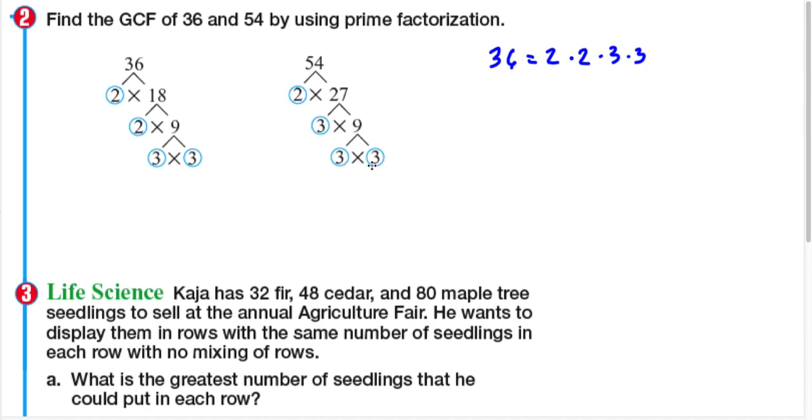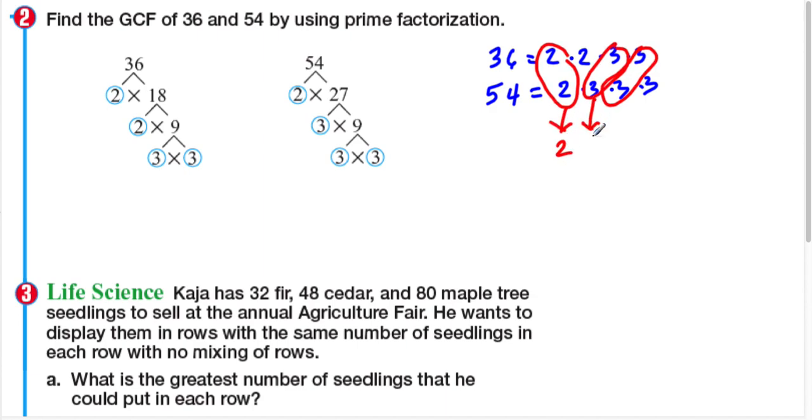Or 3 times 3. So 2 times 3 times 3 times 3 will be the factors of 54. Now you have 2 times 3 times 3 times 3. Okay? And we simply get the common factors. We circle them.